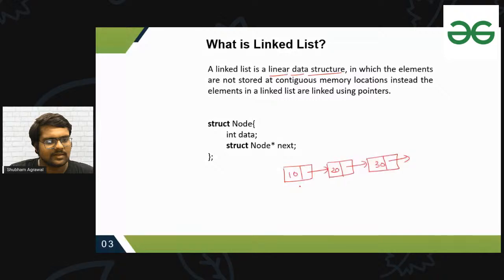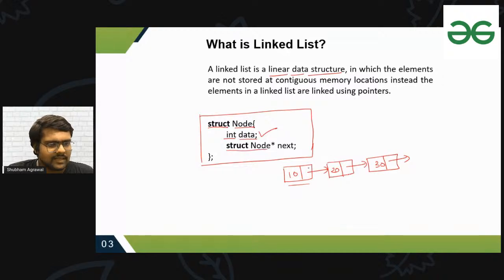This is the basic structure of a linked list. We can define a node of a linked list using a user-defined structure named node. It has one data field in which the data is present, and then a struct node type pointer which points to the next node. In this example, we have integer data 10, and then a next pointer pointing to the next node.